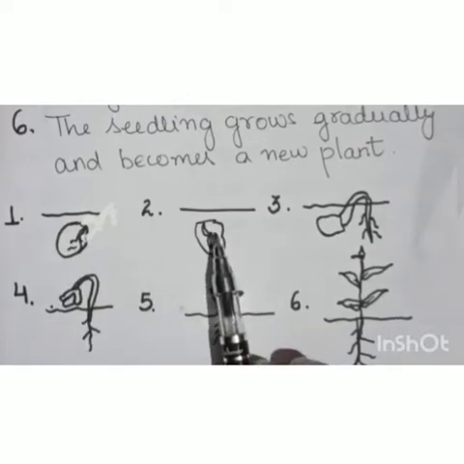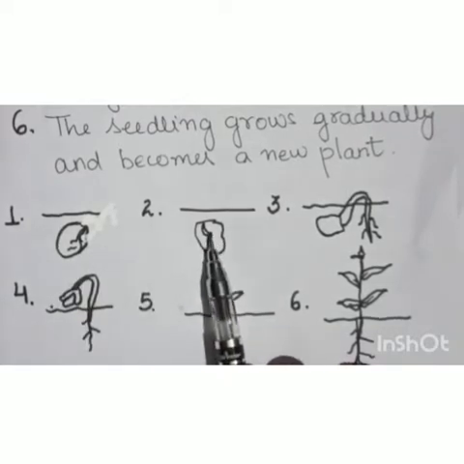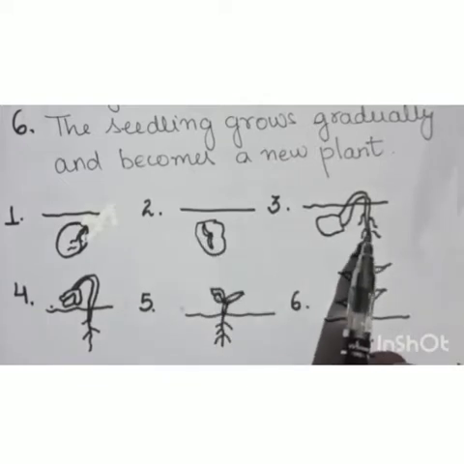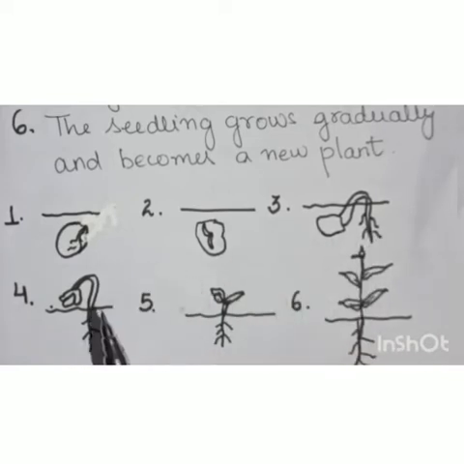And now you can see here that the radicle of the seed grows first to form the root and begins to absorb water and minerals from the soil. Then after this, what happens? The plumule grows upwards to form the shoot. And the shoot comes up above the ground.